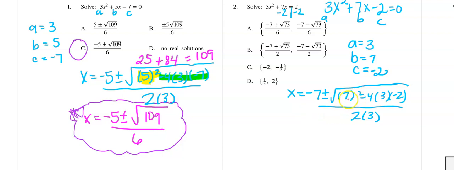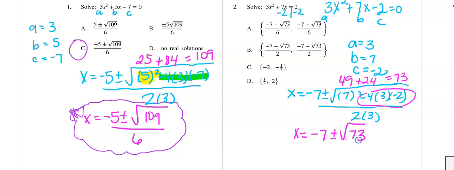The first one is that 7 squared, which is a 49. Then I'm going to do all of this part right here next. Negative 4 times 3 is negative 12 times negative 2 is actually a positive 24. And when I add those together, it equals 73. So I've just simplified what's under the quadratic formula, what is under the radical sign. So now I have x equals negative 7 plus or minus the square root of 73, divided by 2 times 3 is 6. Okay, 2 times 3 is 6.